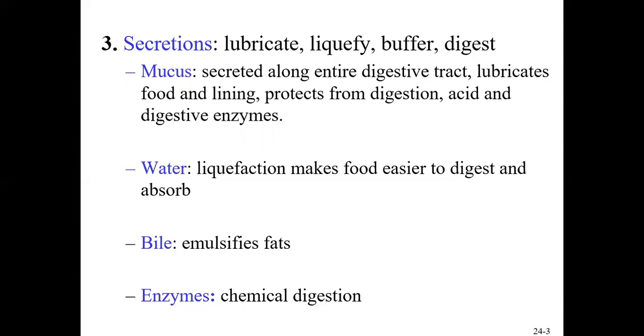Bile is another secretion. Now we'll talk about this a little later, but this is a secretion of the liver. It's produced by the liver and it's stored in the gallbladder. One of its main functions, this is not the only function, but one of its main functions is to help in the breakdown of fats, and that's a process called emulsification. So it helps to emulsify fats. It just means that it breaks the fats into smaller droplets or particles. And then we'll talk about various enzymes along the way, and that helps in the chemical digestion of food.